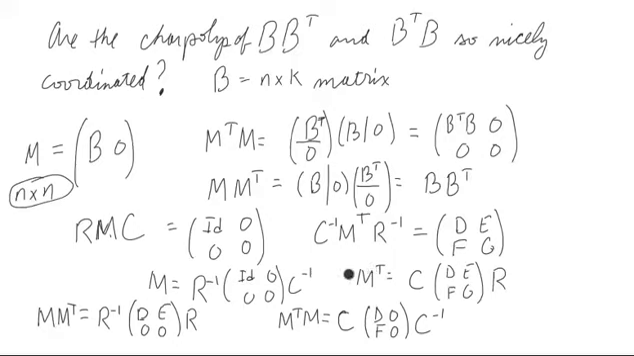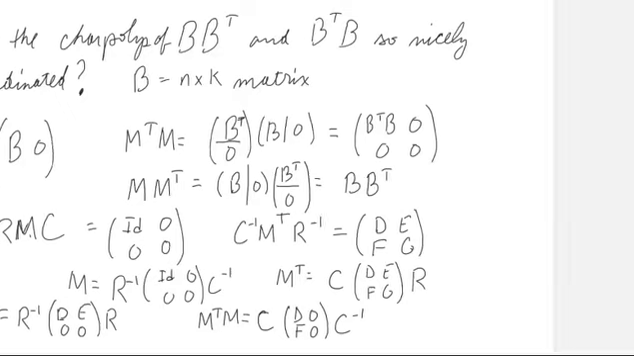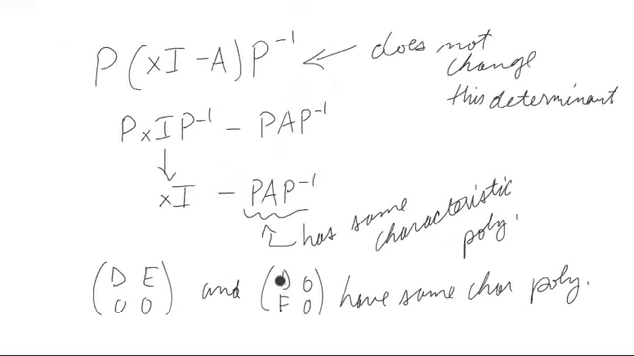Okay, next, taking a look at MT, which is equal to this, we're going to multiply these together in different ways. We multiply them this way, we get this matrix. We multiply them that way, we get that matrix. Couple notes on this. First, see this D, E, 0, 0 and D, F, 0, 0. These should have the same characteristic polynomial in and of themselves.